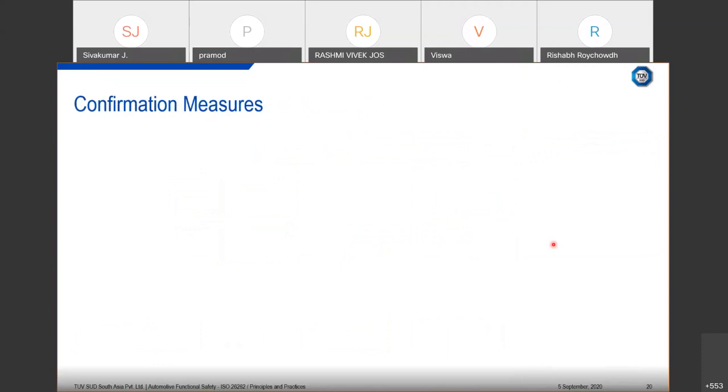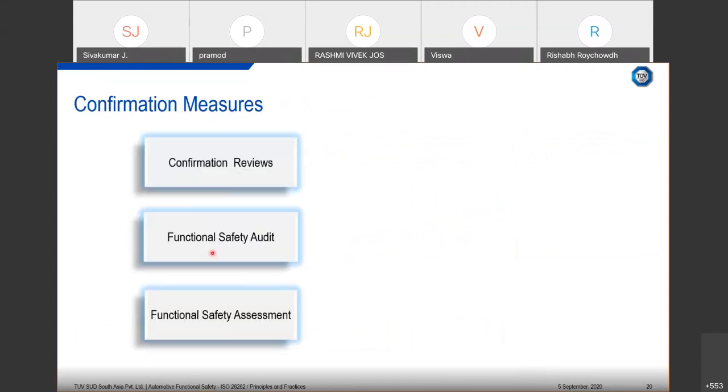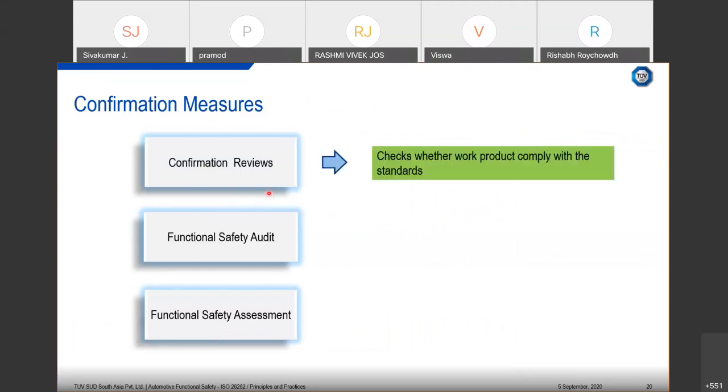And then another important aspect that ISO talks about is the confirmation measures. Confirmation measures involve three activities: one is the confirmation review, and the others are the functional safety audit and the functional safety assessment. The confirmation review is basically an independent review with respect to ISO 26262 compliance. There are two different reviews which ISO talks about: the verification review and the confirmation review. The verification review looks at the technical aspect, whereas the confirmation review looks at compliance with respect to ISO 26262.